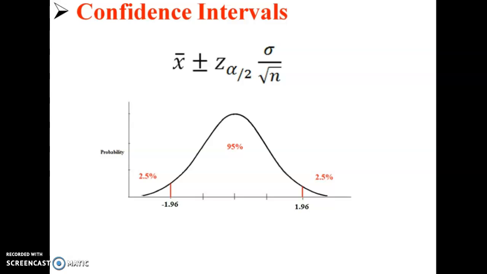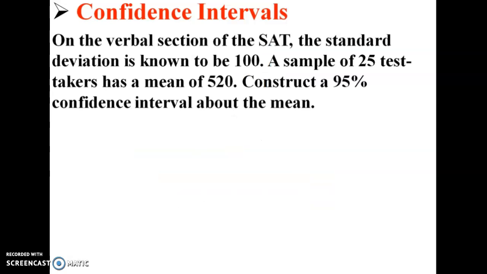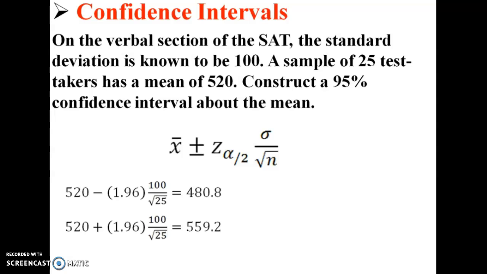So we're going to do x bar plus 1.96 times the standard deviation over the square root of n, and the same thing but minus. So here's our example. We know the standard deviation in this case because he made it up. We have an n of 25 because we had 25 test takers, and their average score for the SAT was 520. It says construct a 95% confidence interval about the mean. So he's done it here.